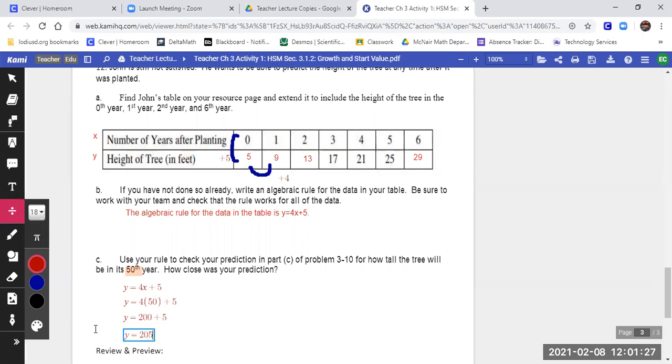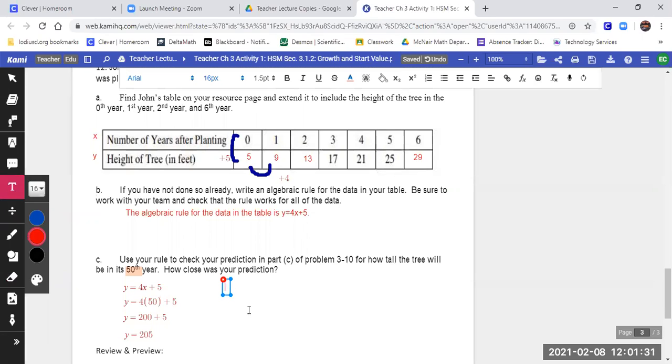Now we have to do our sentence answer for it. The tree is about 205 feet tall, 50 years after it is planted, which is not unusual for a redwood tree.